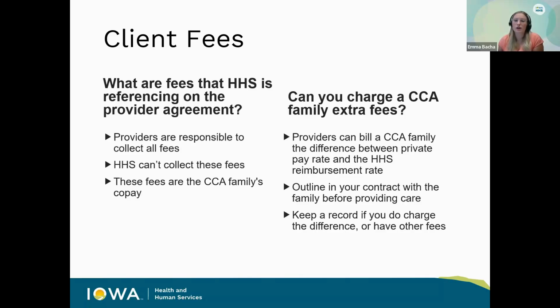You are also able to bill a CCA family the difference between a private pay rate and the department's reimbursement rate. Please outline it in your contract with the family before providing care, and keep a record if you do charge the difference or have other fees that you charge the families.